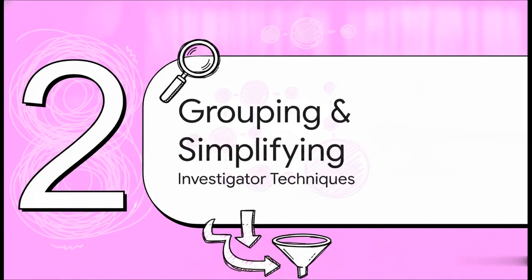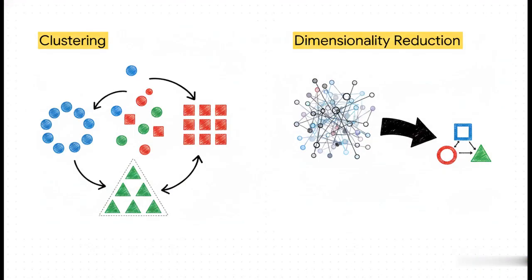Let's see how this works in practice in Section 2, Grouping and Simplifying Data, the Investigator's Techniques. All right, so here are our two main approaches side by side. On the left, we have clustering, which is grouping similar records together. Going back to that retailer mystery, clustering is the technique that automatically lumps all those weekend discount shoppers into one bucket and the high-end electronics buyers into another. It's actively hunting for similarities.